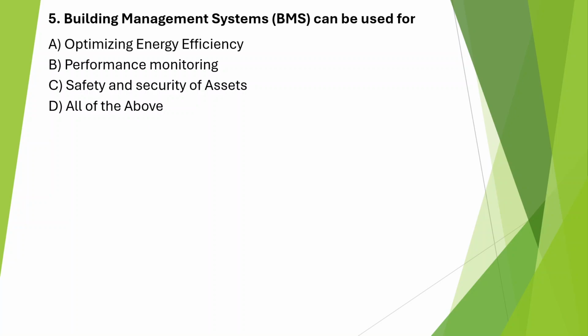Here is question number 5 in front of you all, where it has been asked, this building management systems, BMS, can be used for. This was asked in the previous year assignment question, and most of you have given incorrect answers. So this time, I hope all of you will opt for the correct answer out of the four options A, B, C, D. Try to give your answers for this question number 5. Whether this BMS can be used for optimizing energy efficiency, or performance monitoring, or safety and security of assets, or option D, all of the above.